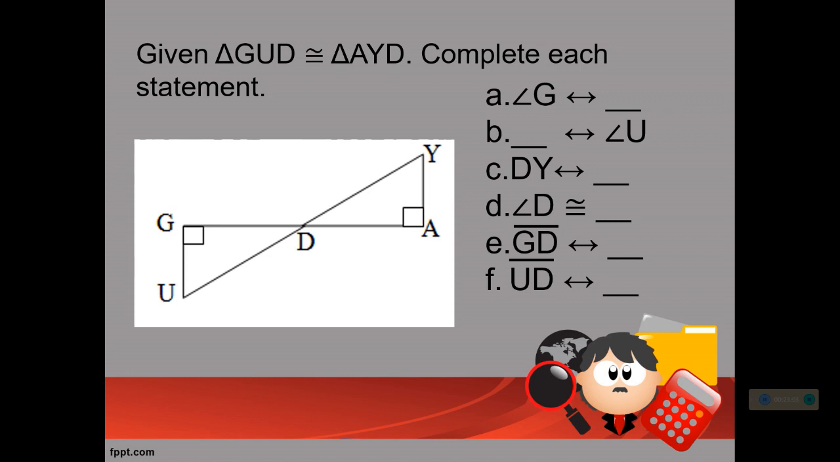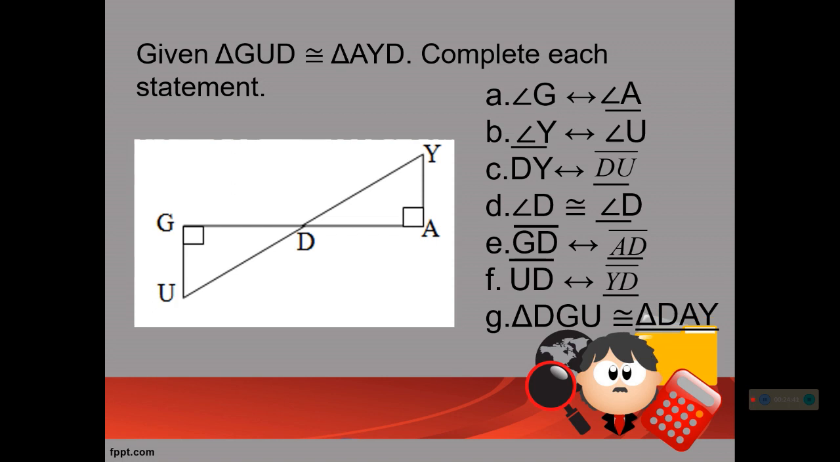Given triangle GUD is congruent to triangle AYD, complete each statement. Angle G corresponds to what? Correct, angle A. Blank corresponds to angle U. That's correct, angle Y. Segment DY corresponds to? Correct, segment DU. Angle D corresponds to? Of course, angle D. Segment GD corresponds to? Segment AD is correct. Segment UD corresponds to? Segment YD is correct. Therefore, triangle DGU is congruent to triangle DAY.